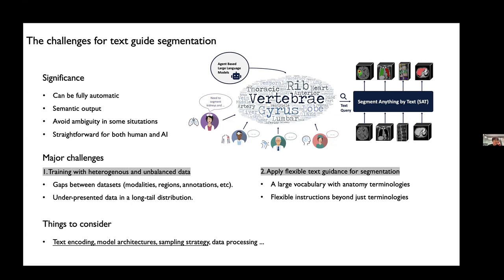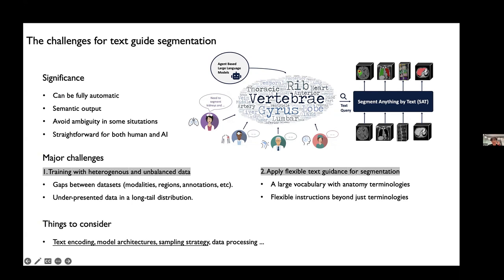And there are, of course, some major challenges when building a text-guided foundational segmentation model for medical data. The first one is we have to train the model with heterogeneous and unbalanced medical data. This is actually a very common problem in many medical segmentation foundation models. There are gaps between medical datasets everywhere. They can come from different modalities, different human body regions, and so on. And also, when you combine these datasets together, it's actually a typical long-tail distribution. So you have some overrepresented data and some underrepresented data. You have to make a balance between them.